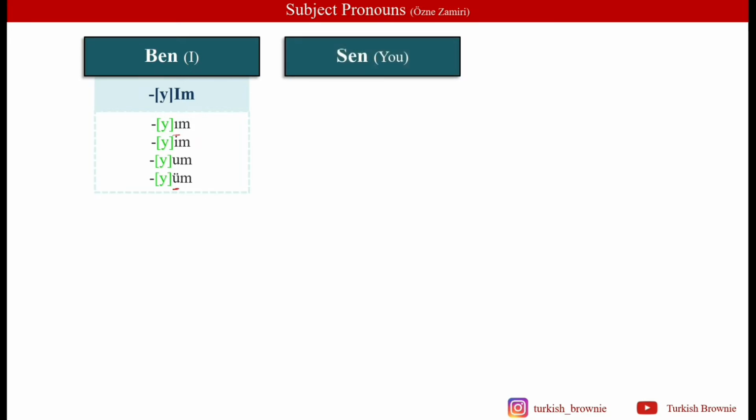For sen, which means you in Turkish, there are 4 different forms again. And this is represented by this capital I again. So the suffix can be either sın, sin, sun, sün.